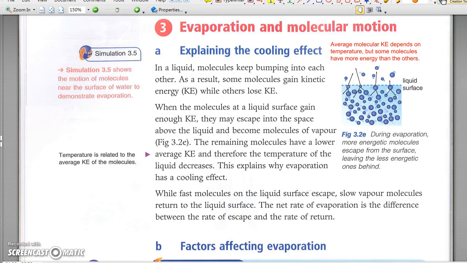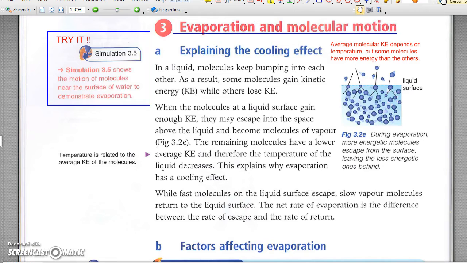3. Evaporation and molecular motion. A. Explaining the cooling effect. Evaporation takes place on the liquid surface only. Why? Liquid molecules collide with each other frequently, exchanging their energies. Some molecules gain enough energy to escape from the liquid surface and become vapor. Those molecules below the liquid surface can hardly have enough energy to overcome all the attractions by their neighboring molecules.